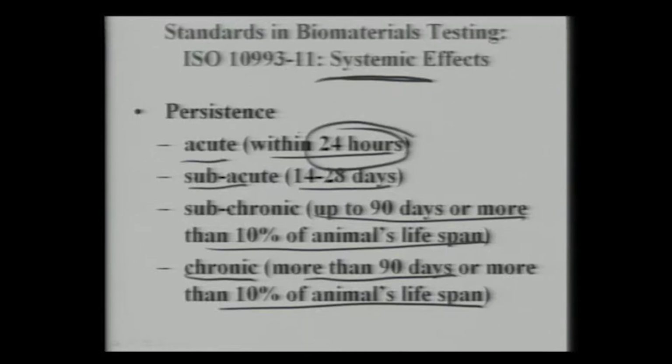Now, if that toxic effect is observed within 14 to 28 days, then it's called a subacute toxic effect. If it is chronic, then it is typically observed after 90 days, 3 months. Within the 3 months, if the animal model experiences any toxic effect, then it is called a subchronic type of effect.